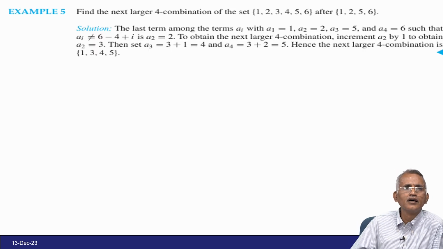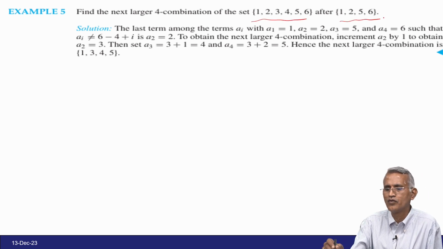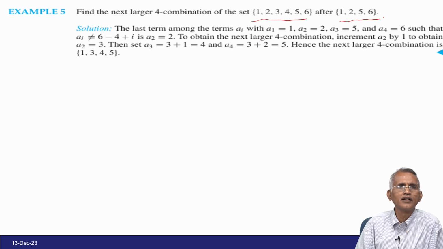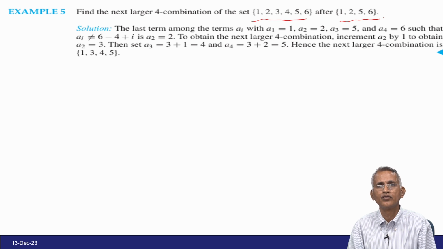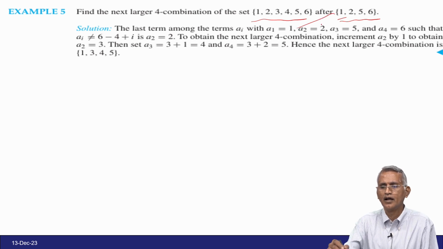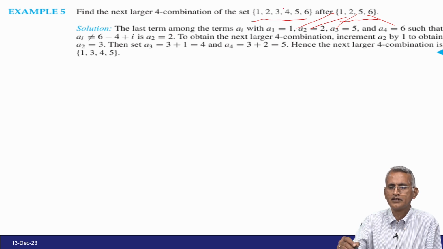Next, find the next larger 4-combination of the set {1, 2, 3, 4, 5, 6} after {1, 2, 5, 6}. Here we look for the last term ai such that ai is not equal to 6 minus 4 plus i. Here a1 equals 1, a2 equals 2, a3 equals 5 and a4 equals 6. The last two terms do not satisfy this, so based on that we have a2 equal to 2.